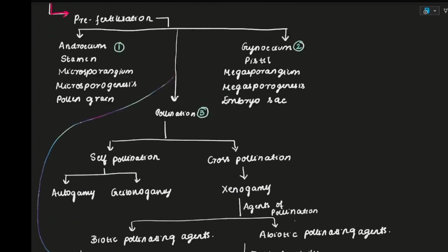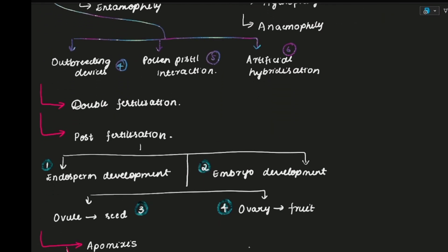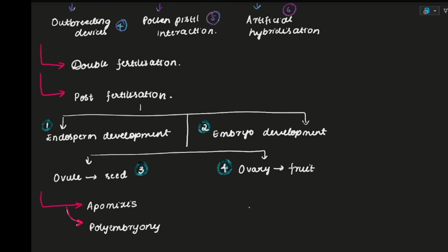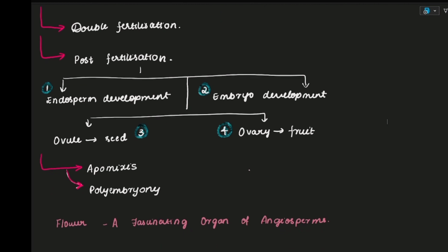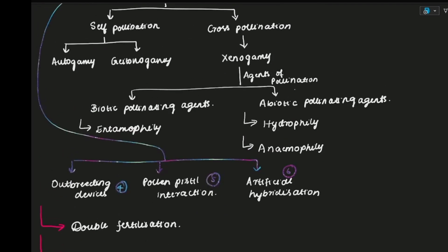And the next part after you finish pre-fertilization, we'll be learning about double fertilization, which is something that's unique to angiosperms. Then the next part is post-fertilization, that is what happens after the fertilization of male and female gametes. First you learn about endosperm development and then embryo development or embryogenesis, and then how ovule turns to seed and how ovary turns to fruit. And the last part of this chapter will be apomixis and polyembryony, which are completely new topics that we'll be studying. And hence this is everything that's going to be there in this particular chapter.